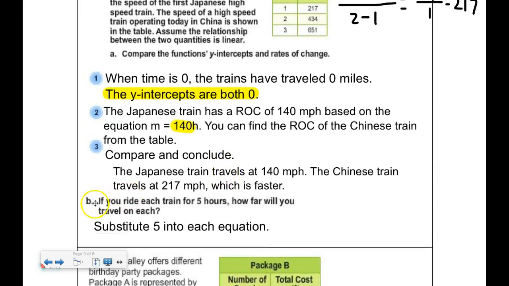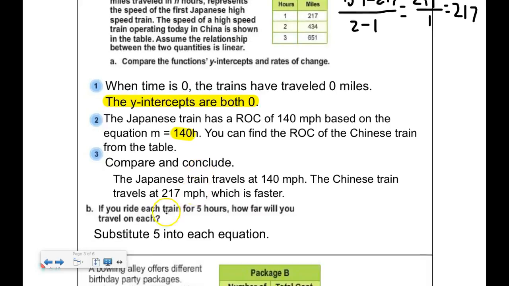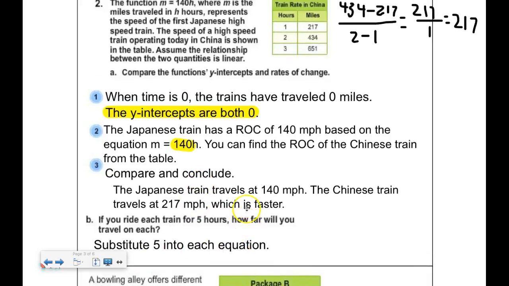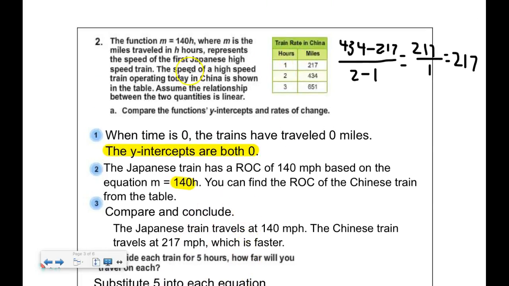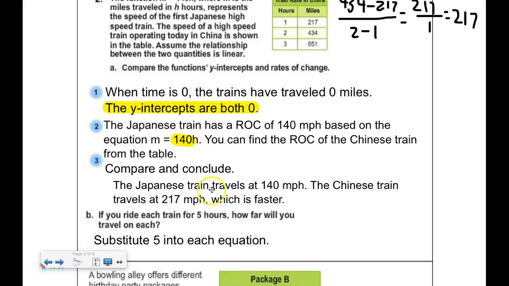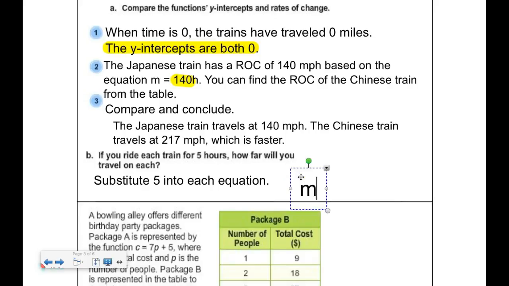Part B of this: if you ride each train for 5 hours, how far will you travel on each? Okay, so now here's the thing. Substitute 5 into each equation. I don't have an equation for the Chinese train. I do have an equation for the first one, the Japanese, so I have one for the Japanese, 140 times 5, that's all I'm going to do. m equals 140 times 5, which should be 700 miles.